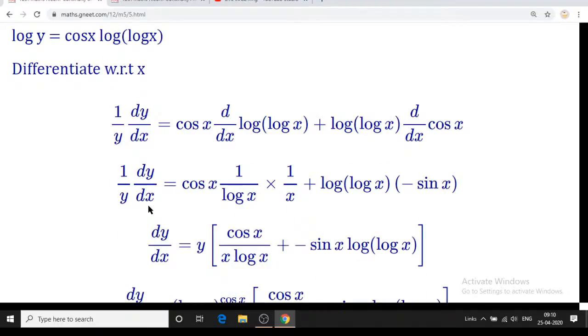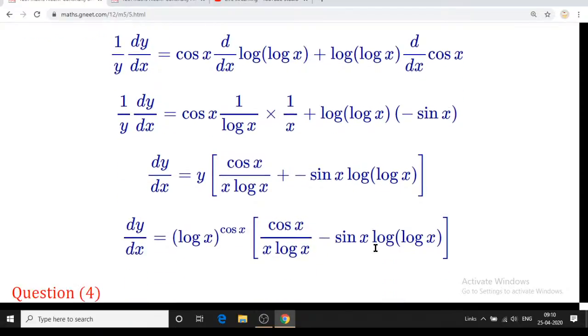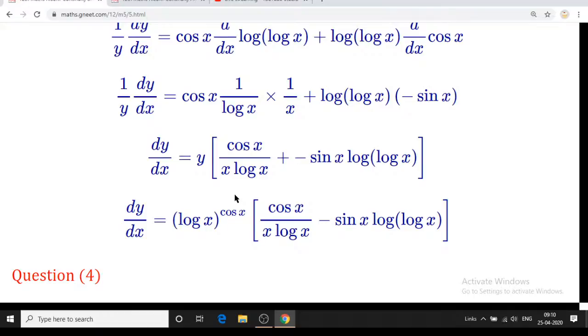Now, as we require dy by dx, this y will multiply on the other side. So that will be y times cos x upon x log x, this minus sign will come back. That is, we can write plus of minus sin x log of log x, and we'll replace the value of y as log x raised to cos x, times cos x upon x log x minus sin x log of log x.